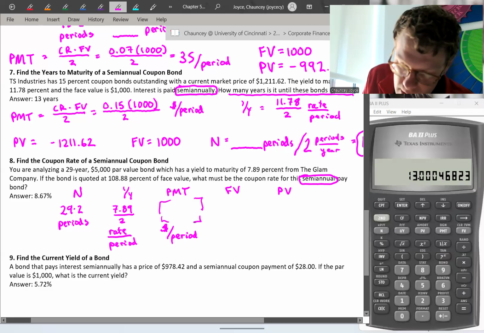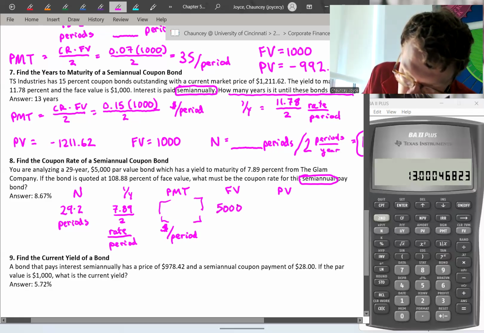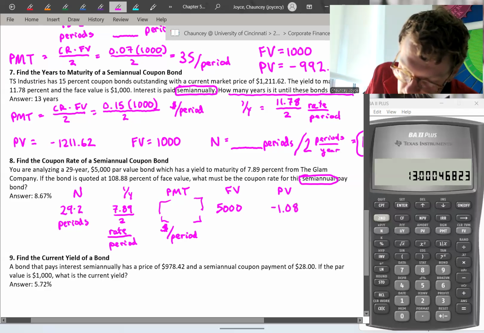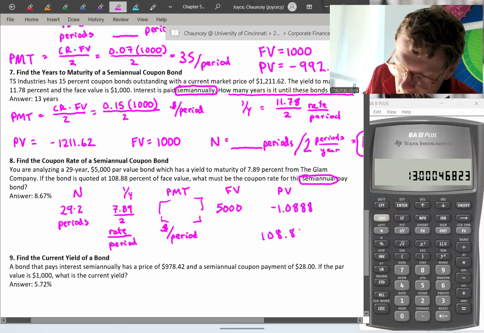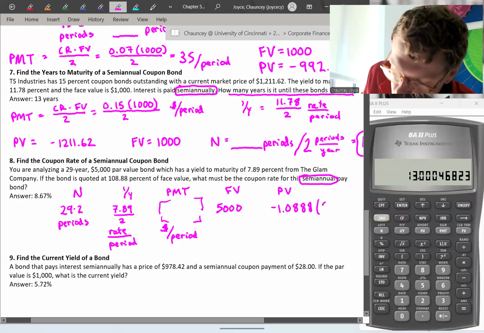And face value is 5,000. Price is 108%, so we have to move the decimal 2 places. So that would be an outflow of 1.0888. So again, we're just taking 108.88%. If that's a percent, to move this into decimal form, we need to move that decimal 2 places, which would be 1.0888 times face value of 5,000.